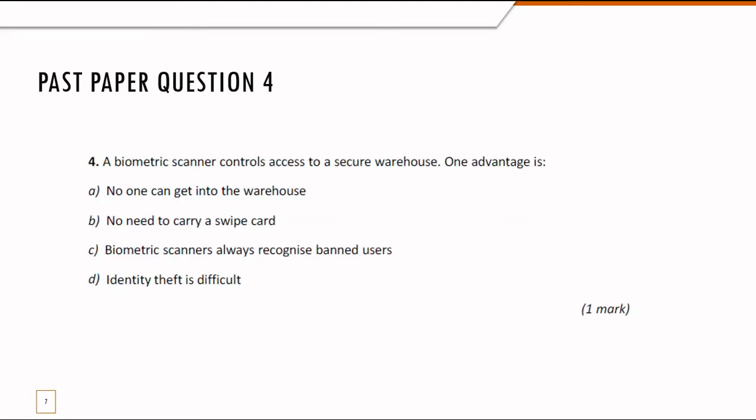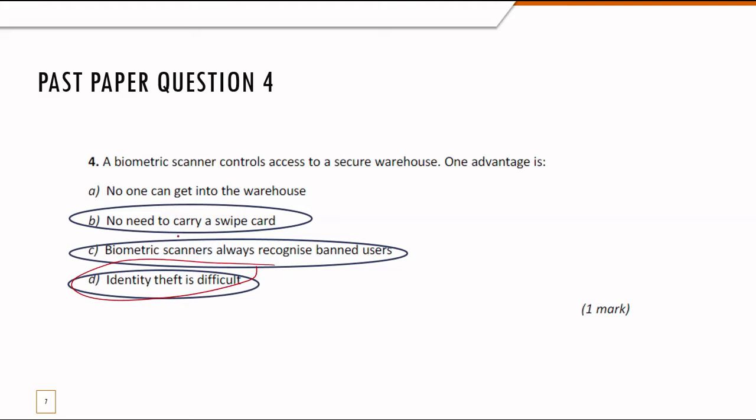A biometric scanner controls access to a secure warehouse. What is one advantage of this? So if you have a biometric scanner, one advantage is that there is no need to carry a swipe card. They always recognize banned users, or identity theft is difficult. It's not that no one can get in, because people with the correct biometric can get in. Identity theft is difficult because only the people who have the biometric in their system can enter. So it seems that B, C and D are all correct answers for this question. So note this question please.